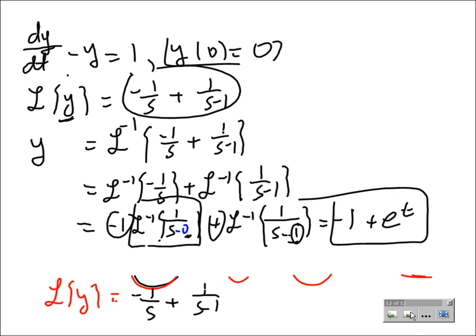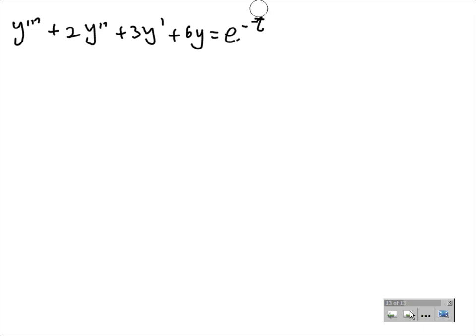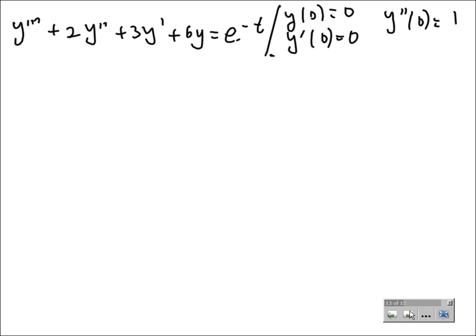Okay, let's try one more. Let it be a higher power for the derivative, and we'll go from there. y triple prime plus 2y double prime plus 3y prime plus 6y. Let's suppose it equals e to the negative t. And the initial values are y of 0 is 0, y prime of 0 is 0, and y double prime of 0 is 1.